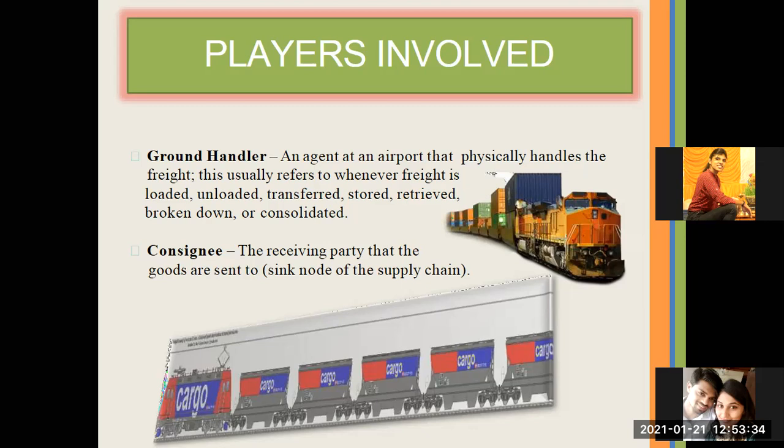And consignee means those who are importing or exporting the material. Consignor and consignee may both be the industries that are actually importing or exporting the material. So these are the major players.